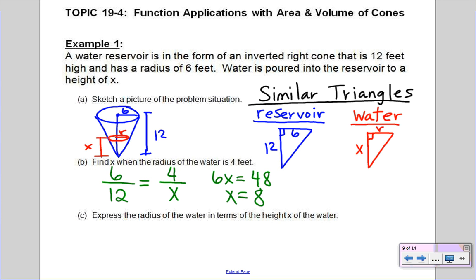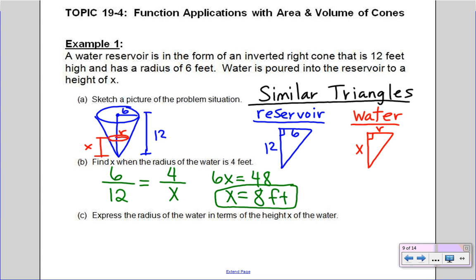So when the radius of the water is 4, the height is going to be 8 feet. You can see in the original container that the height is twice as much as the radius. So the water level, no matter where it's at, the height of the water will always be twice as much as the radius, because that forms similar triangles inside of the cone.